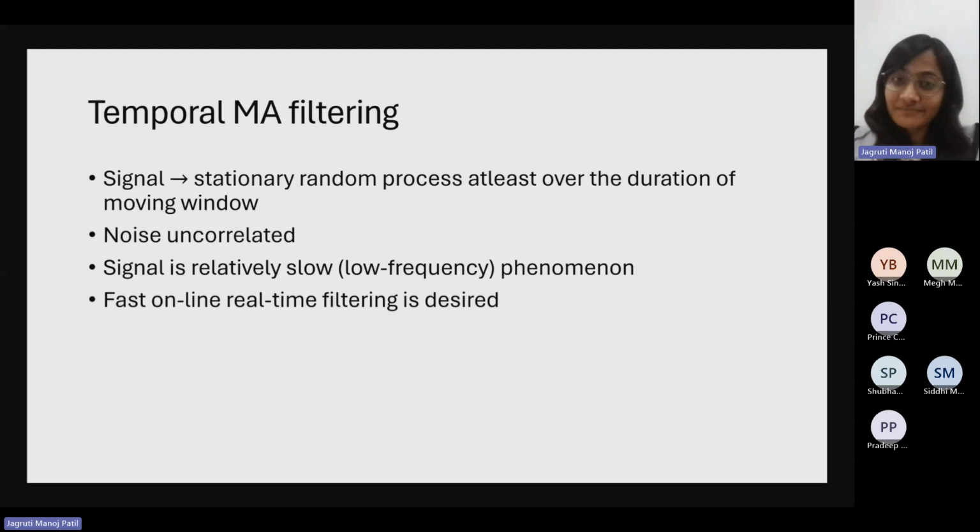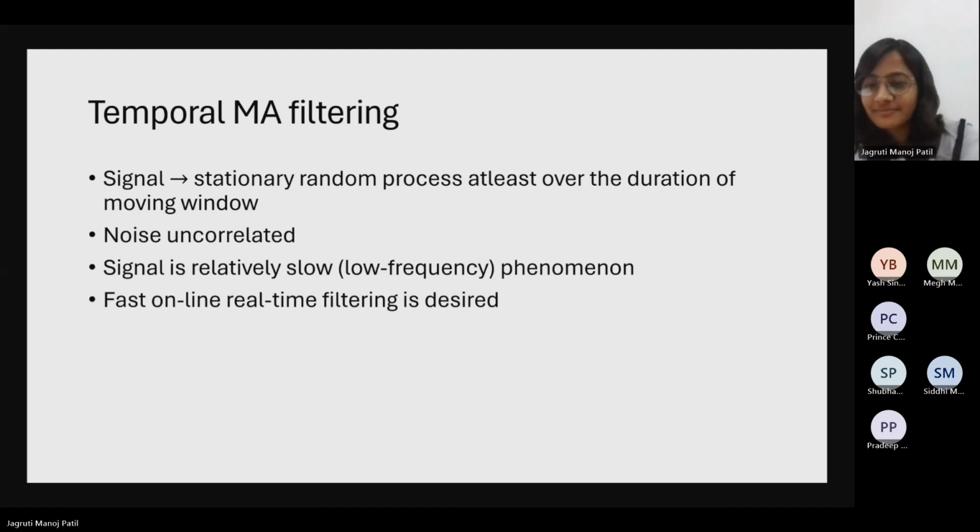Okay, Ayush. Yes, ma'am. Do you recall what temporal moving average was? Yes, ma'am. In this, the signal is a stationary random process, at least over the duration of the moving window. Yeah, that is fine. But what was moving average?